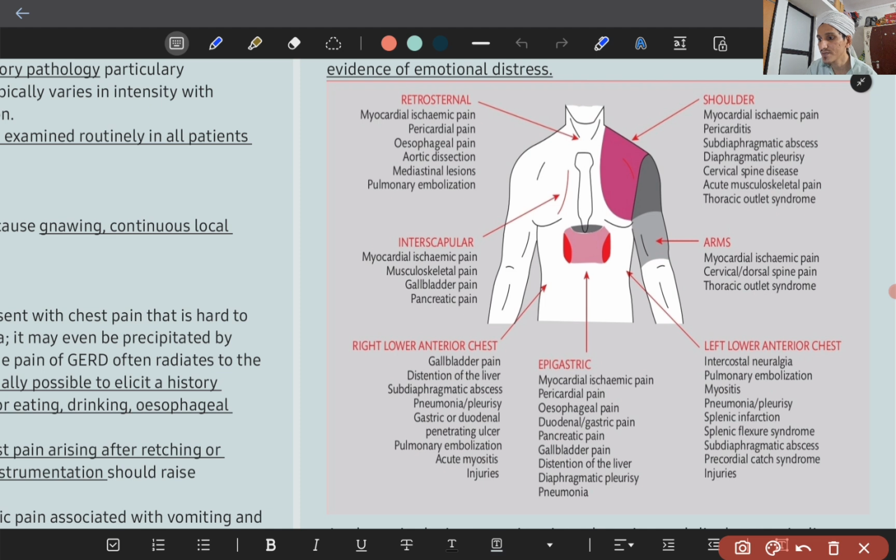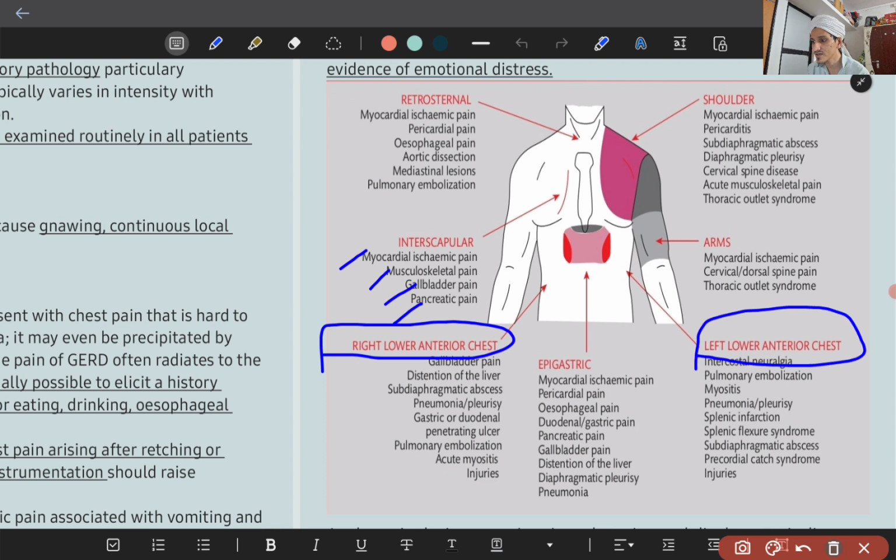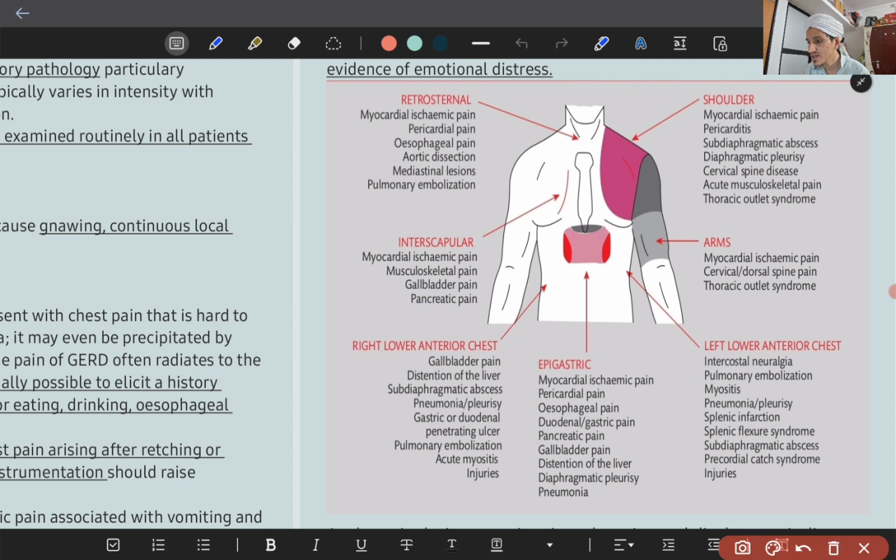Interscapular: myocardial ischemic pain, musculoskeletal pain, gallbladder pain, pancreatic pain can all relate to the interscapular region. So you can remember this also. What are the causes of right lower and left lower anterior chest pain? Mostly there will be intercostal neuralgia. Pulmonary embolization can present sometimes on the right and left, but mostly presents in the retrosternal aspect.